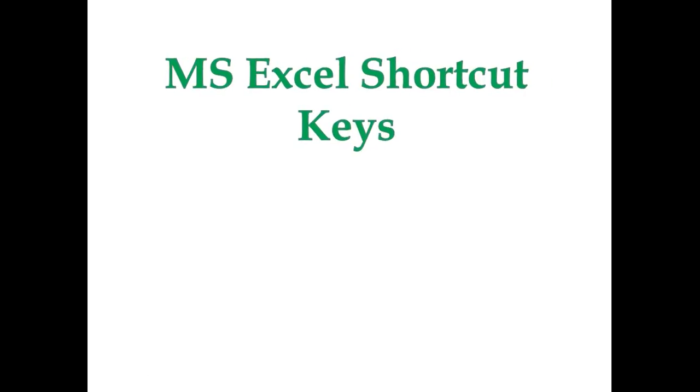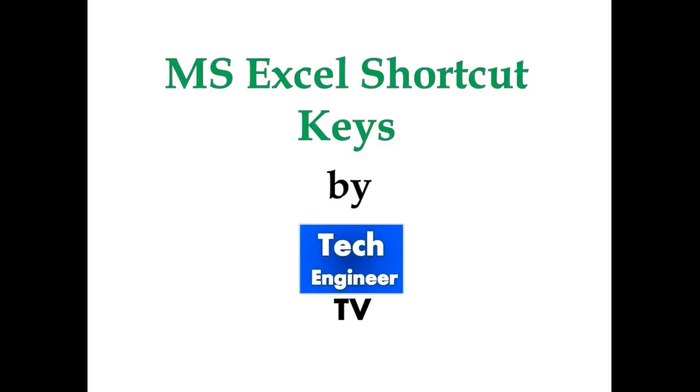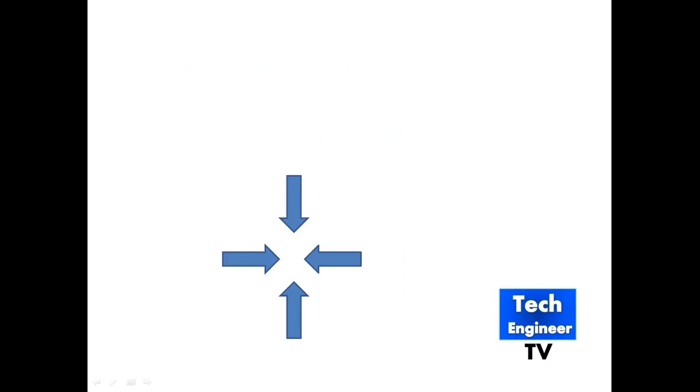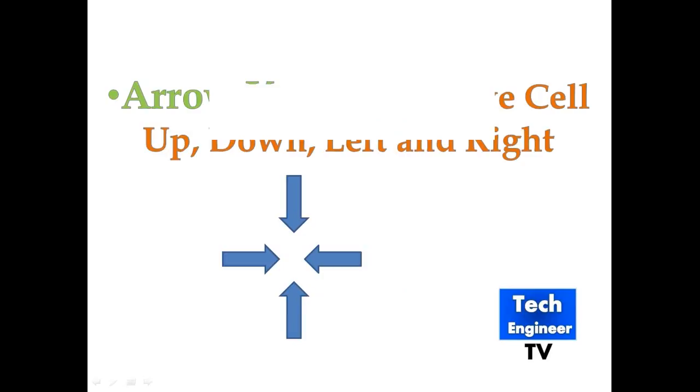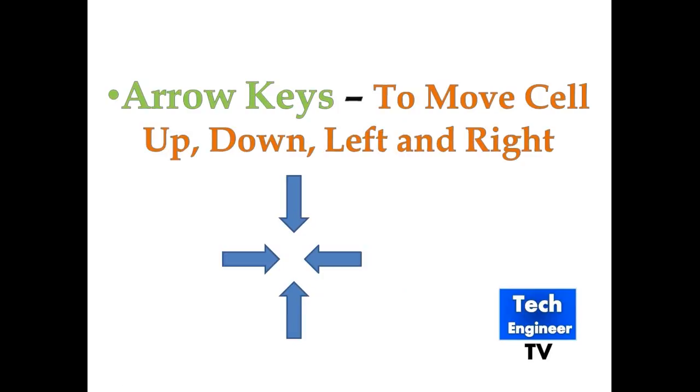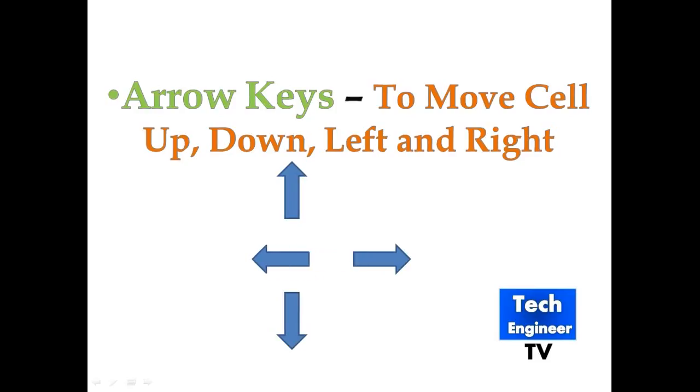In this tutorial, I'm going to discuss shortcuts of MS Excel, and we're going to discuss a couple of shortcuts. Now, the first we're going to discuss is arrow keys. To move cells up, down, left, and right, we use arrow keys, so that if you are using a workbook and worksheet, we can use these arrow keys. So to move up and down, left and right, we use arrow keys.